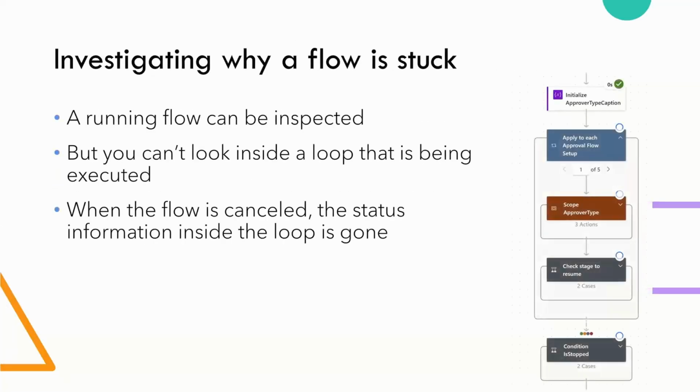Final few slides. I only have a few left. If a flow is stuck, you can of course go into the flow in Power Automate, and you can see where it is stuck, unless you have a loop. If there's a loop in the flow, you do not know where exactly it is. It could be in iteration 1 or 2 or 3 of that loop, and you don't know.